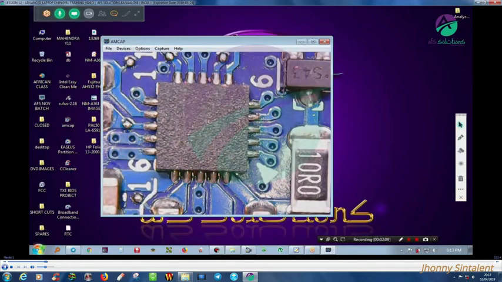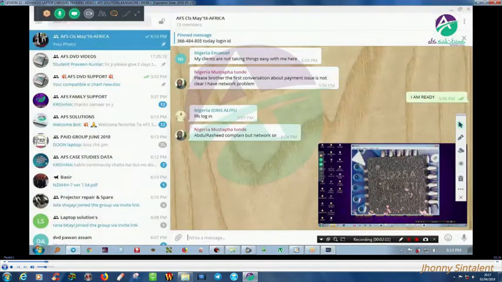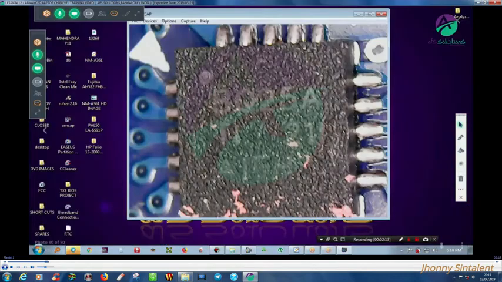For the charging IC, I have already sent the snapshot and it is BQ24. That is BQ. On the image, I'm not able to draw. Anyway, it is BQ25A. BQ25A, it's my charging IC.